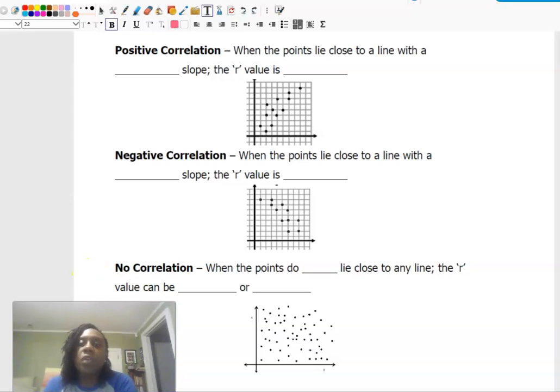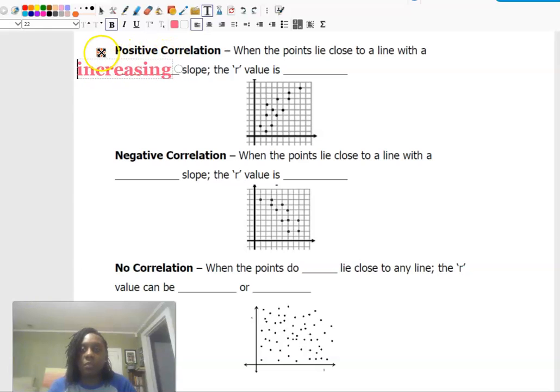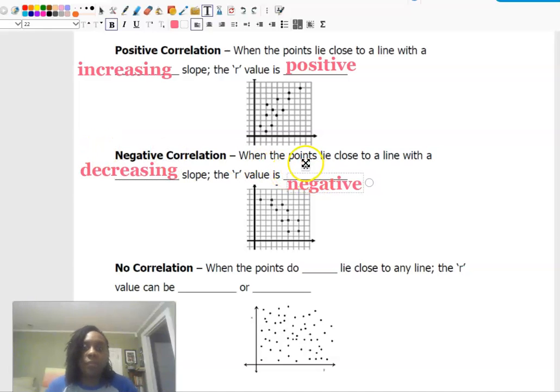All right, so positive correlation is when the points lie close to the line with a positive slope. So they are increasing. So I would take positive, or I would take increasing for slope. Negative correlation is when your slope is decreasing from left to right, and at that point your R-squared will be a negative value.